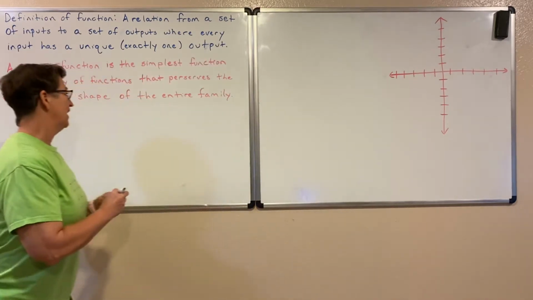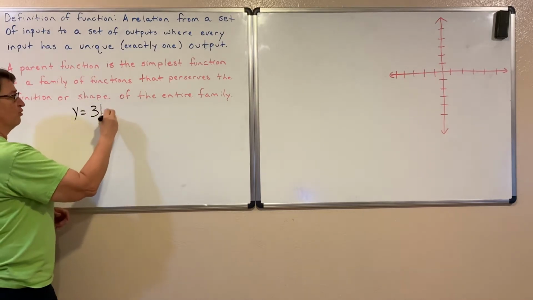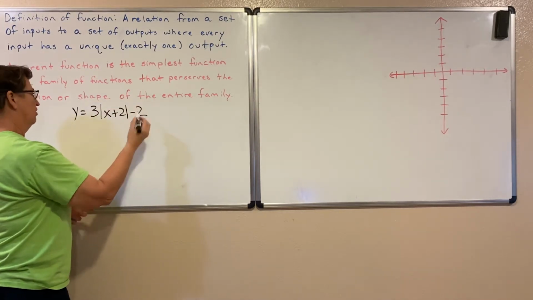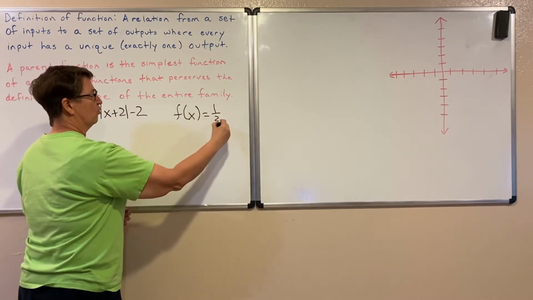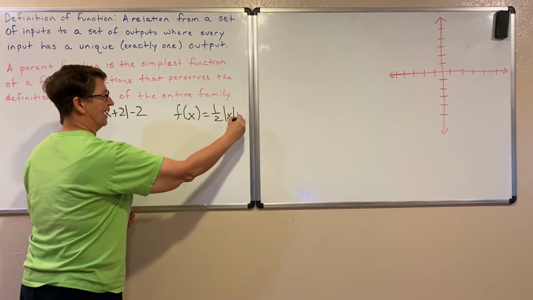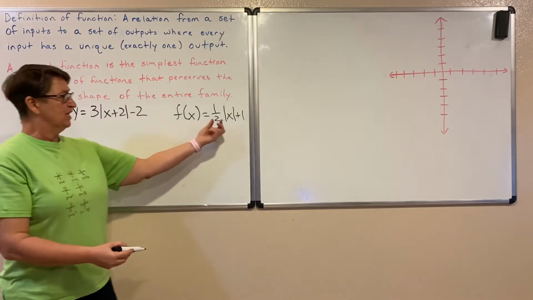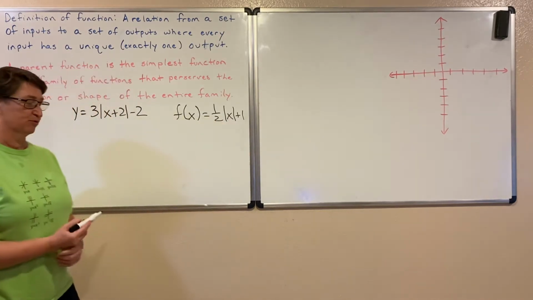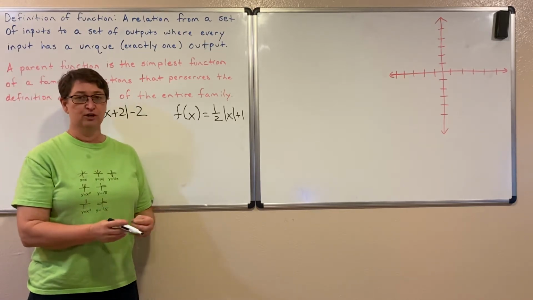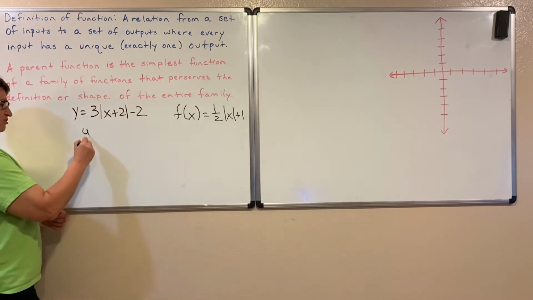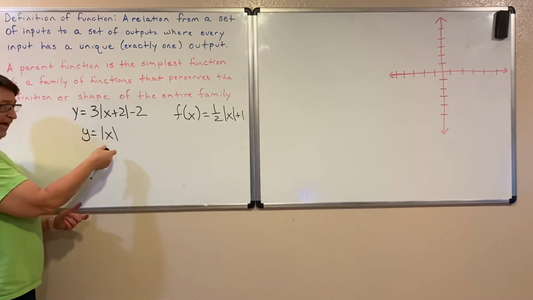So remember that absolute value functions are in some form such as this, or maybe in function notation they look like this, where our x value just is inside this absolute value symbol. So in each case, our x value is inside the absolute value symbol. And the simplest form of that, or our parent function for the absolute value function, looks like this, where we just have y equal to the absolute value of x.